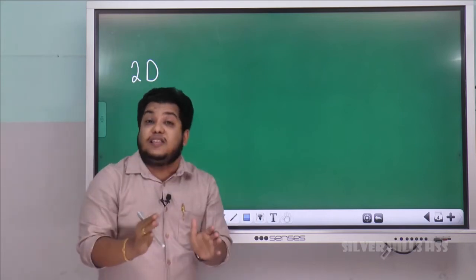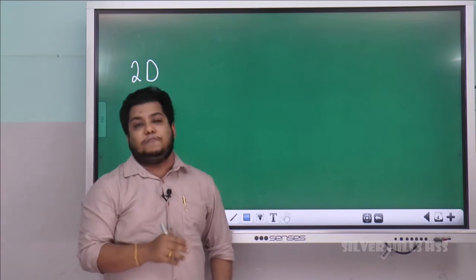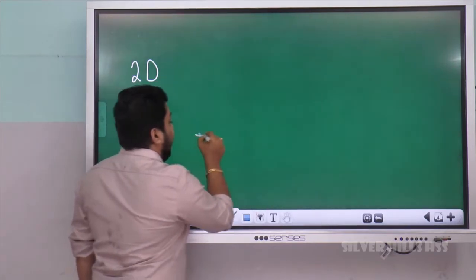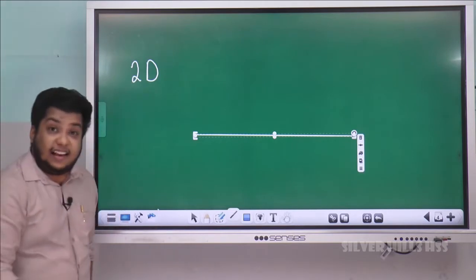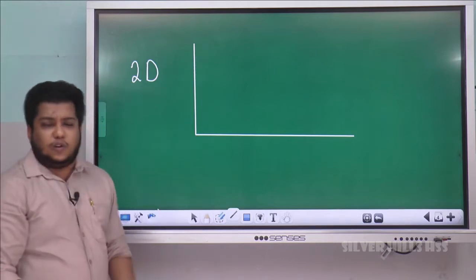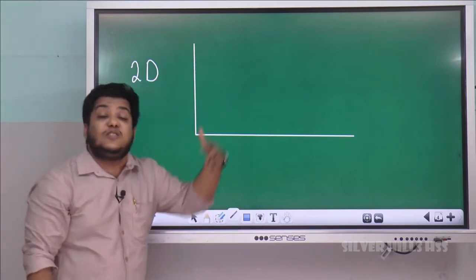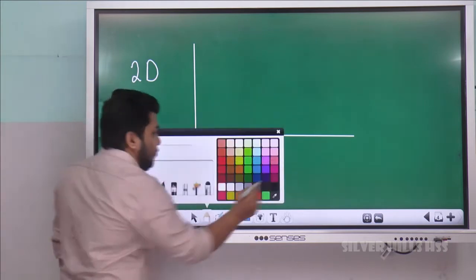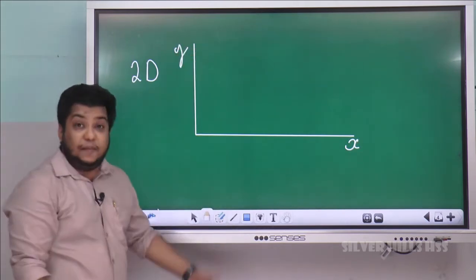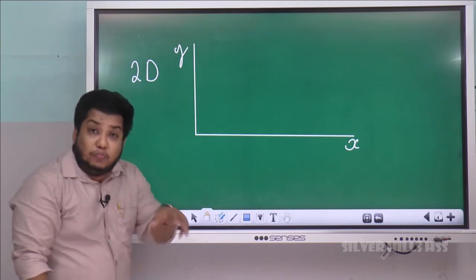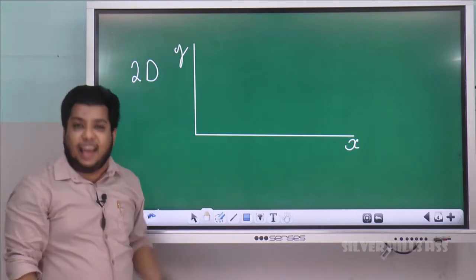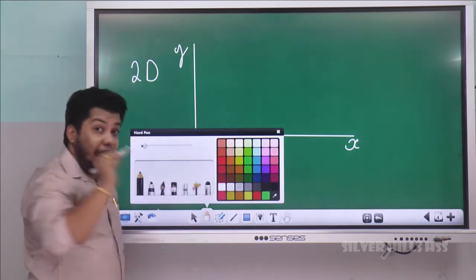Now we have to consider two different axes. That is, I'm going to consider the x-axis as well as the y-axis. So on this board you can see the x-axis as well as the y-axis. Now we have to label the x-axis as well as the y-axis. So I'm going to label the values.